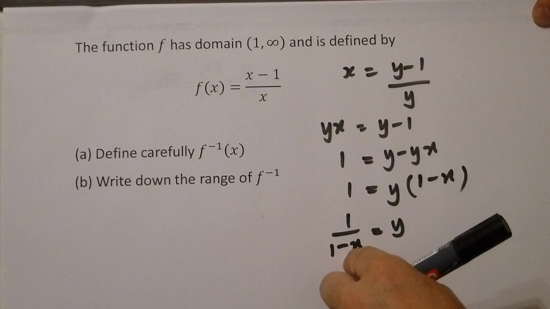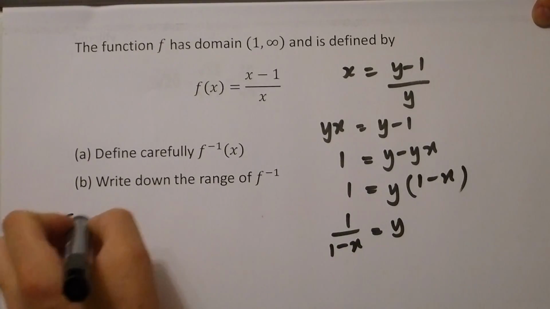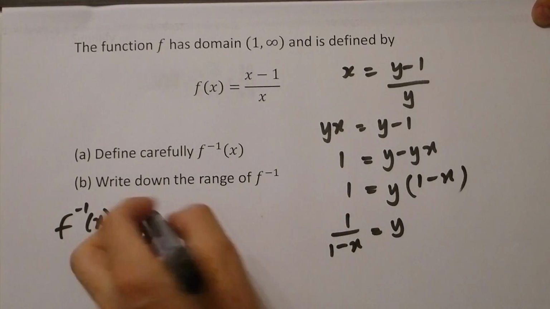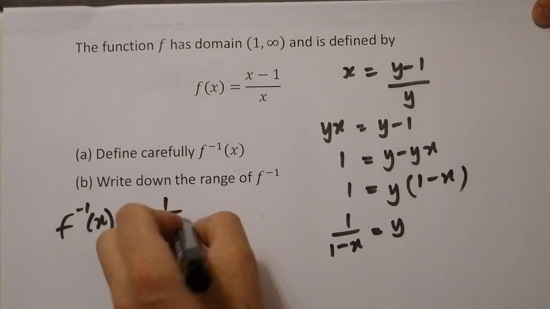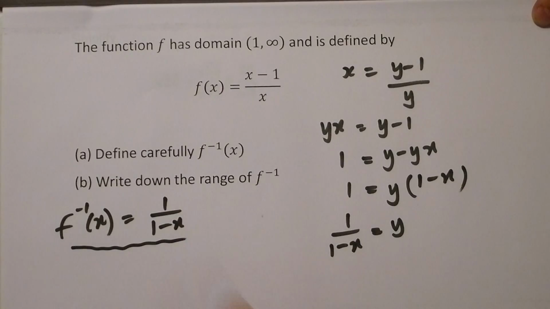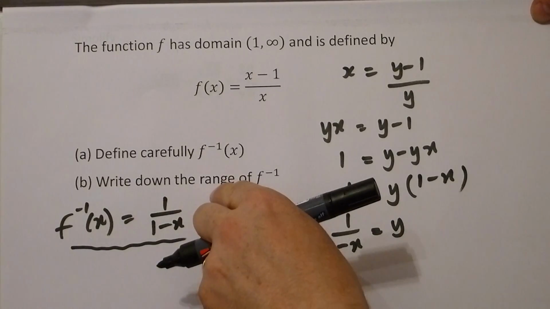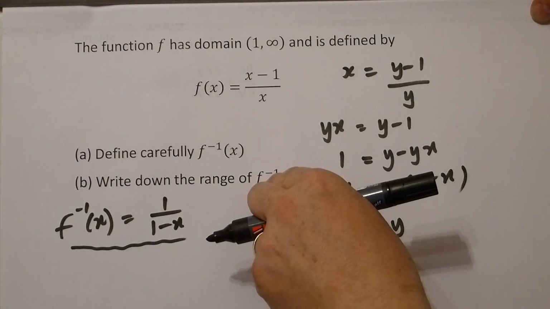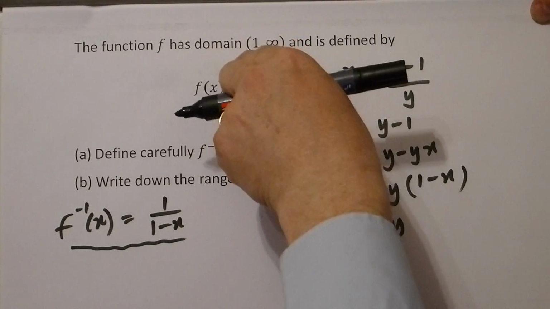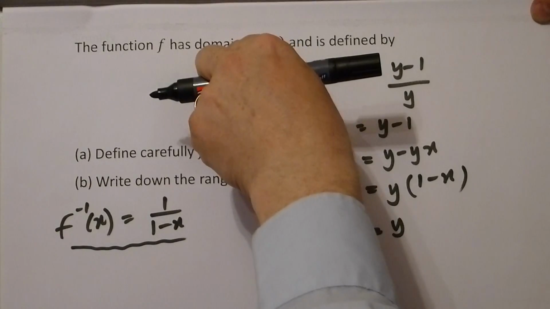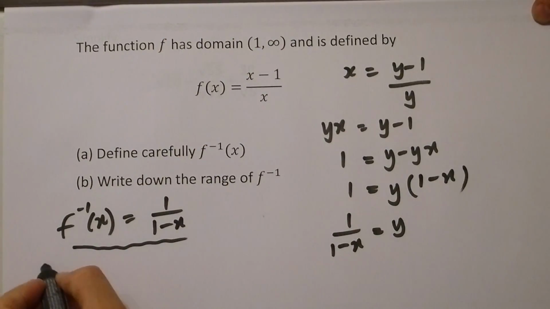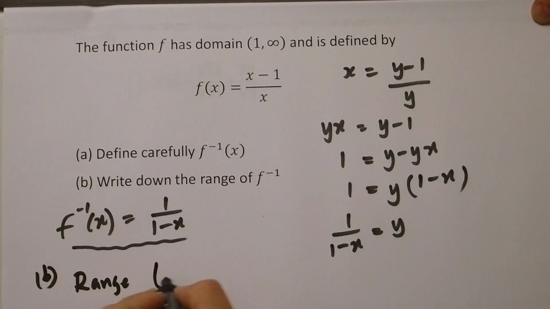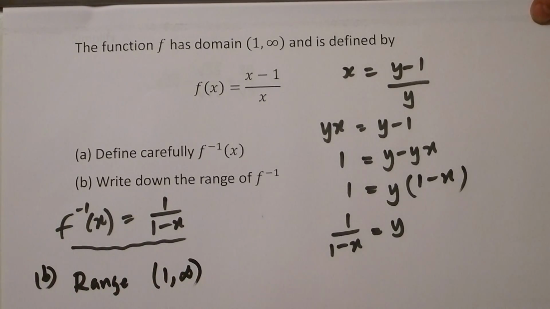Hence, we've got the inverse function. So the inverse function is 1 over 1 take x. To write down the range of the inverse function, we require the domain of the original function. So the range is given by 1 to infinity.